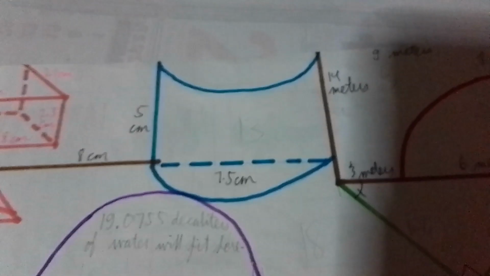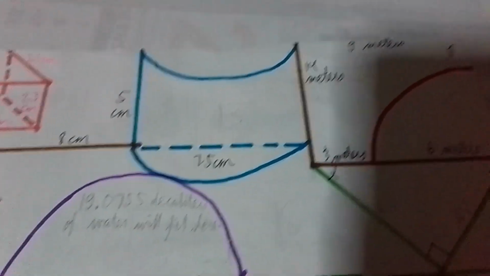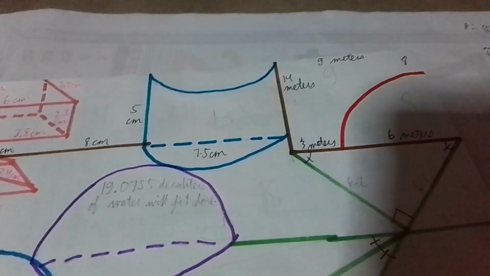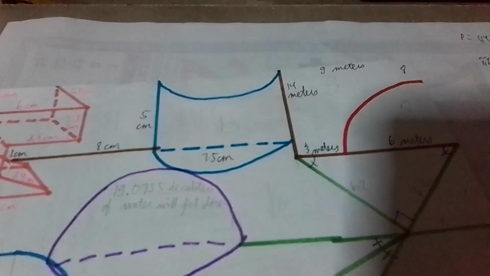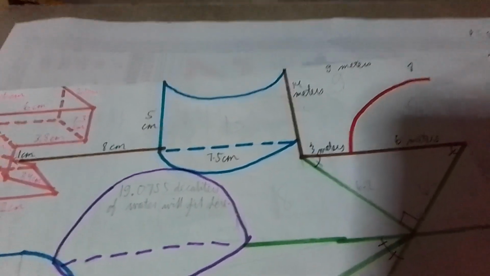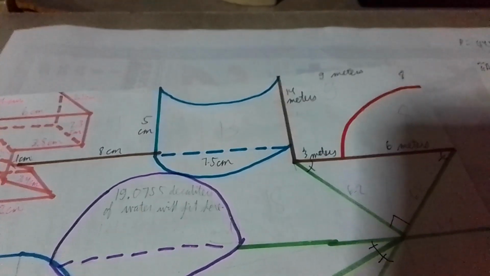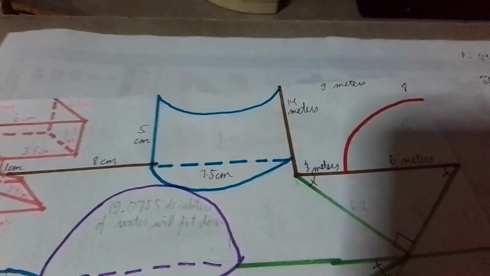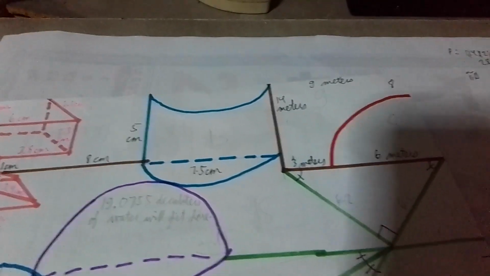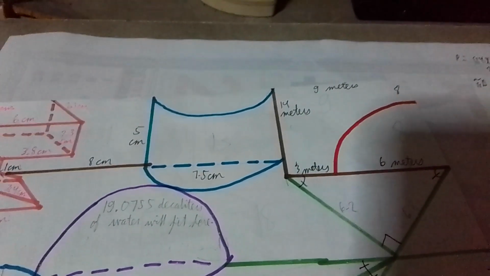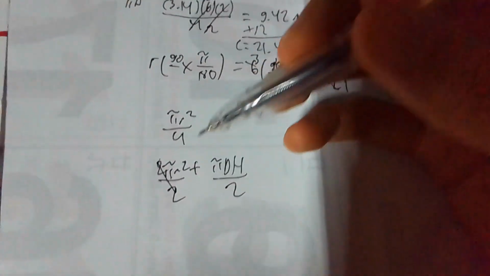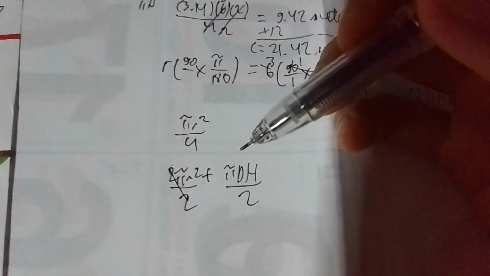It says here that the diameter of the cylindrical can is 7.5 centimeters, and the height is 5 centimeters. Now, here's how we do it. First, let's get the area of the semicircles. For the area of the semicircles, it's just pi times radius squared divided by 2. But you don't have to divide by 2 anymore since the 2's cancel when we multiply them together, right? If you look at this formula, just cancel this. So therefore, it's just pi times radius squared.